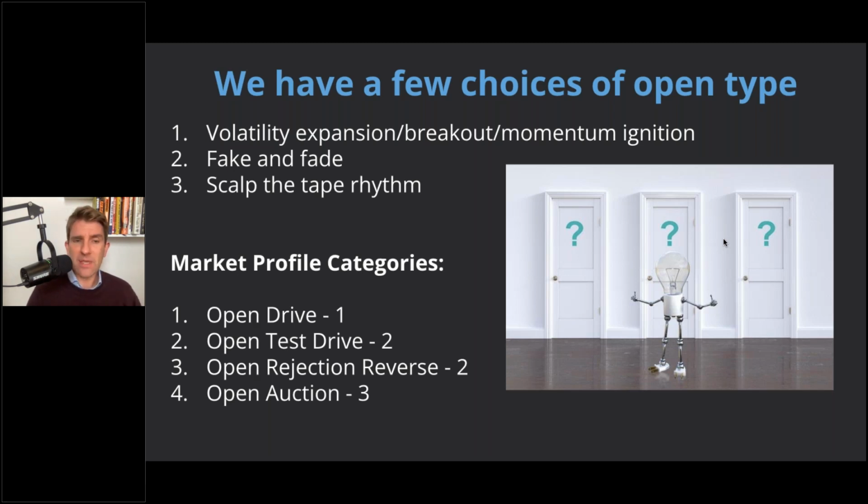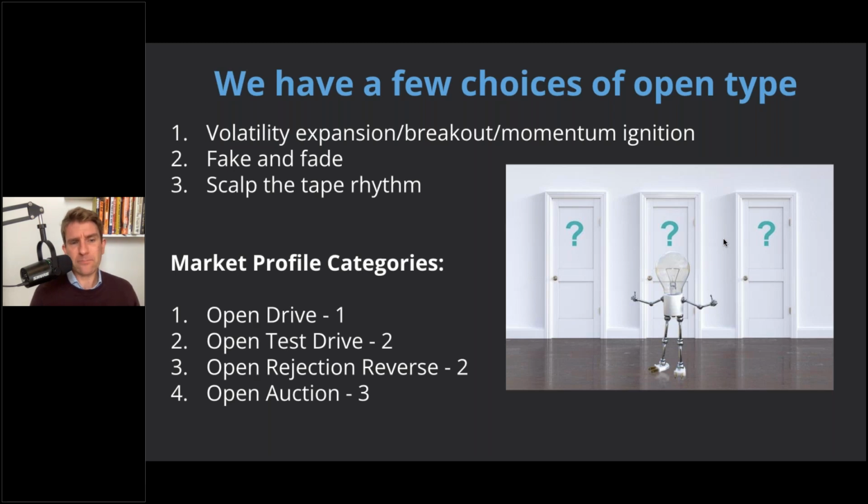We've got the fake and fade type open, which is the one that drives in one direction and very quickly reverses, catches a lot of people out and just rips in one direction after that initial fake. We've got a scalp the tape rhythm. I'm going to talk about this one-minute strategy for it. It's ping-ponging back and forth, up and down, and we're just rotating, waiting for it to resolve.